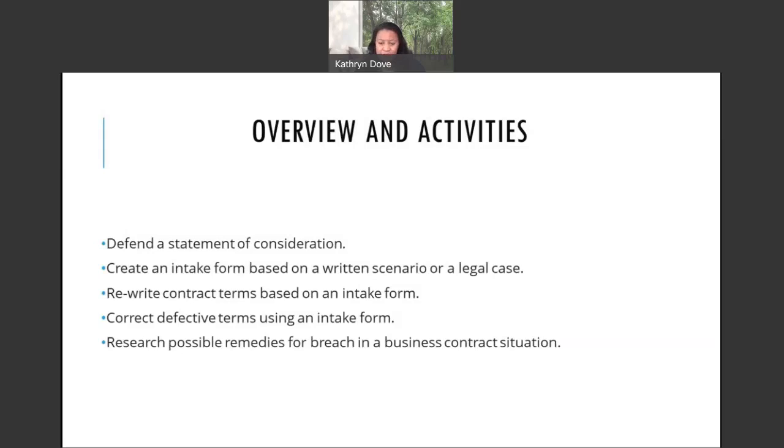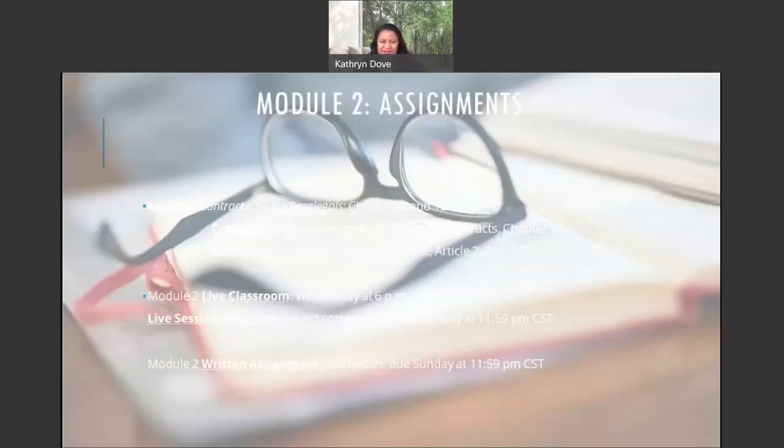And in your written assignment for this week, we will research possible remedies for breach of contract. Let's get started.